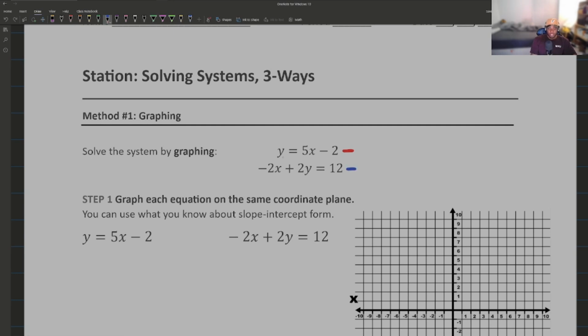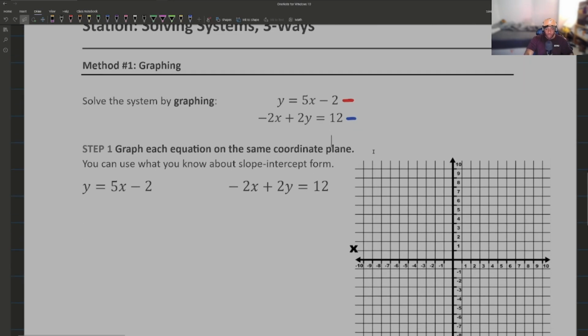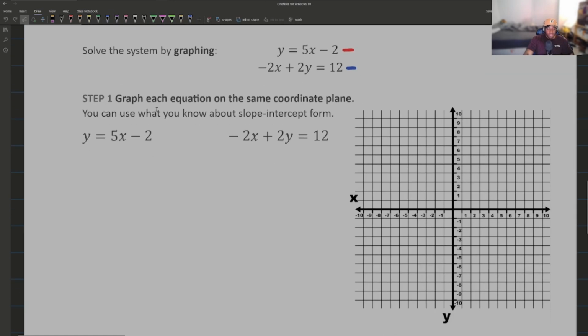We have to graph each of these equations because one of the things we can do in solving is just graph the equations and see this point of intersection. We don't have to do it algebraically. We can visually see it. So step one here says to graph each equation on the same coordinate plane. You see that to our right here. And it says you can use what you know about slope-intercept form.